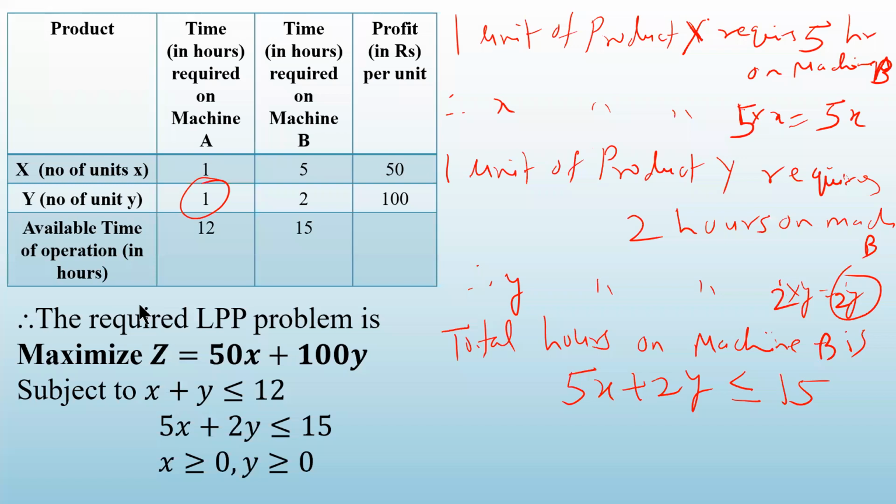So the required linear programming problem is maximize z equal to the profit function 50x plus 100y, subject to these constraints: x plus y less than or equal to 12, 5x plus 2y less than or equal to 15. I have taken both types of problem. In the first one, we minimized the cost, and in the second, we maximized the profit. So this has given you the idea of the application of linear programming problems. If this tabular form is given, you don't even have to write all this. Just by looking at the table, you can easily find the constraints as well as the objective function.